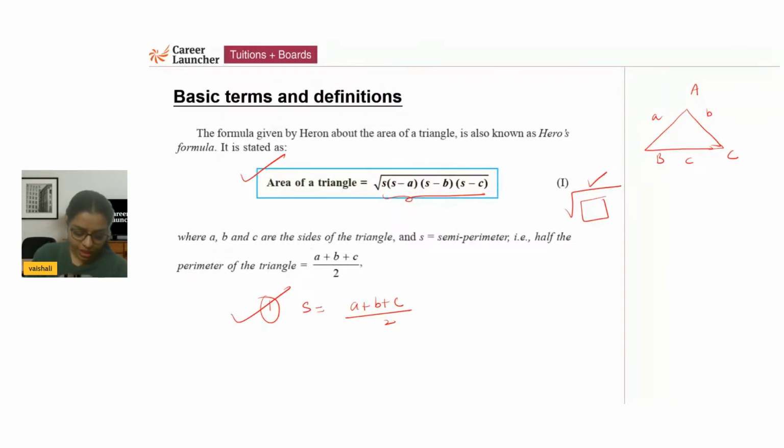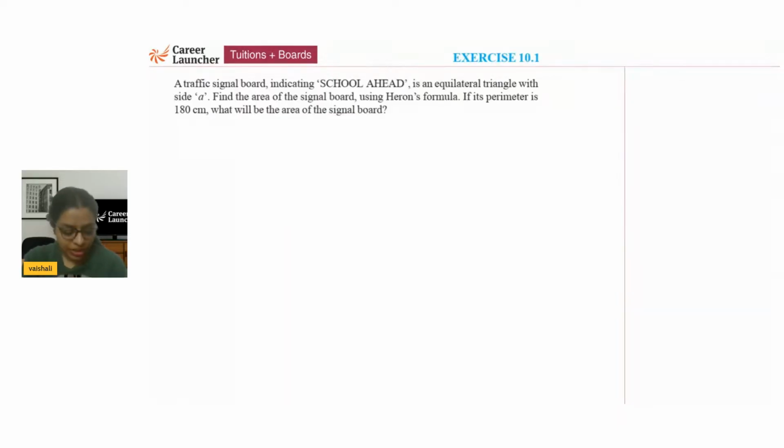Okay. So let us just quickly look into one of the questions. Exercise का पहला जो question है. Now this is exercise 10.1 just for your reference. Question number 1: a traffic signal board indicating school ahead is an equilateral triangle with a side a. Right? So now you know what the triangle looks like. क्योंकि it is equilateral, it means all the sides are a, a, and a.